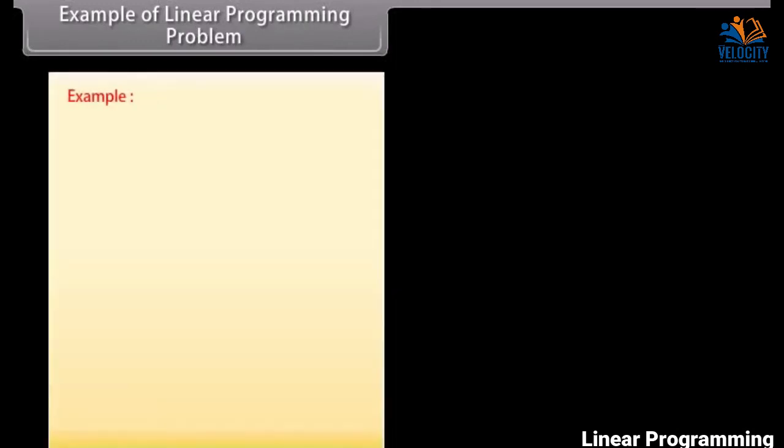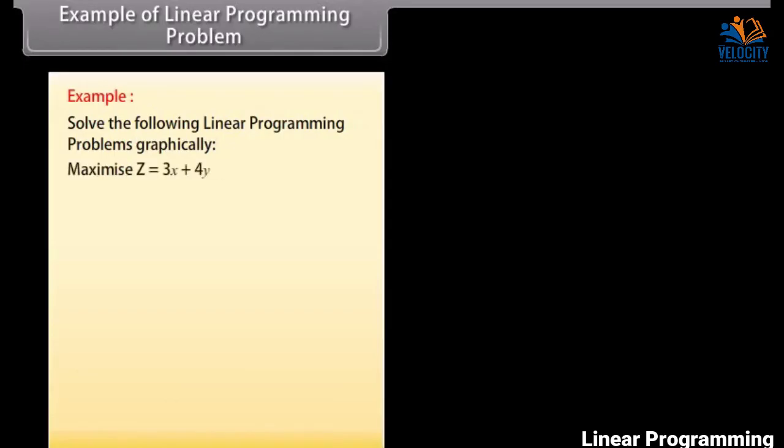Example of linear programming problem. Example. Solve the following linear programming problems graphically. Maximize z = 3x + 4y, subject to the constraints x + y ≤ 4, x ≥ 0, y ≥ 0.